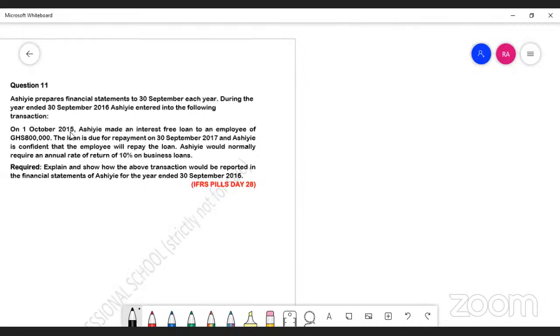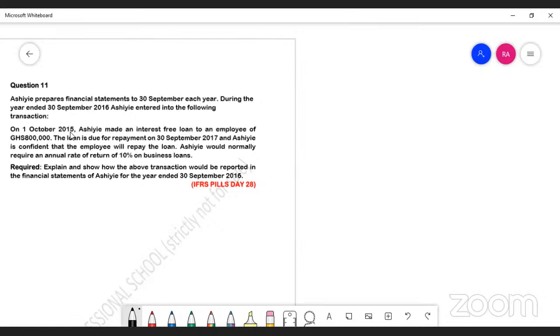So what do we do? In fact, you are given an interest-free loan. We will find the present value of the amount the person is supposed to pay to you. Then the difference between the present value and the future value will be treated as a loss. And then we amortize it to treat as interest income. There's nothing like free. You have to treat it. So take note. Interest-free loan, you still treat it. Look at how it is treated.